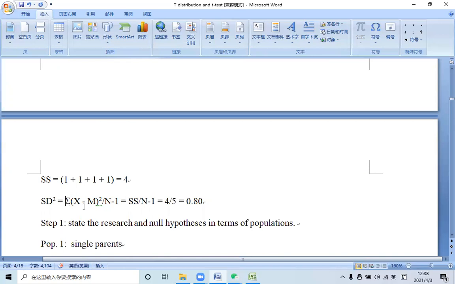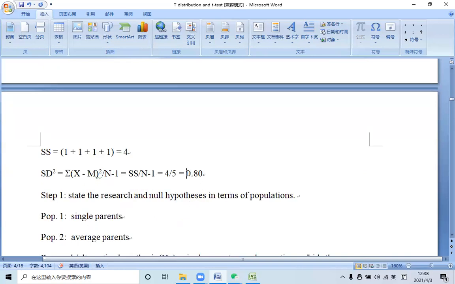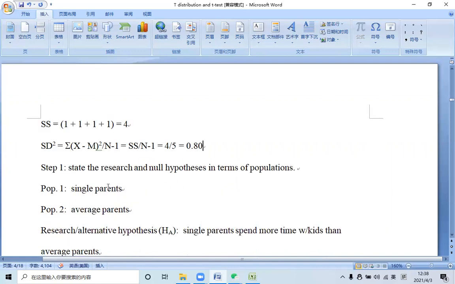The variance is the sum of squared deviations divided by the degrees of freedom, n minus 1. So the overall variance is 0.8. And you know how to get the standard deviation. The standard deviation for the group is the square root of the variance. You take the square root of the variance.